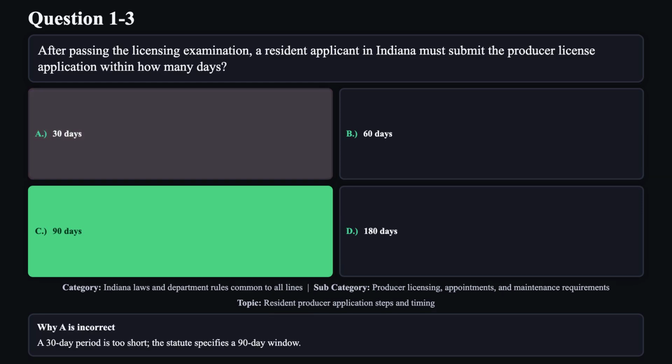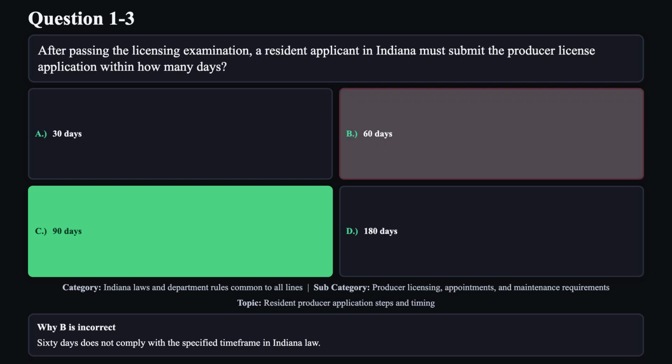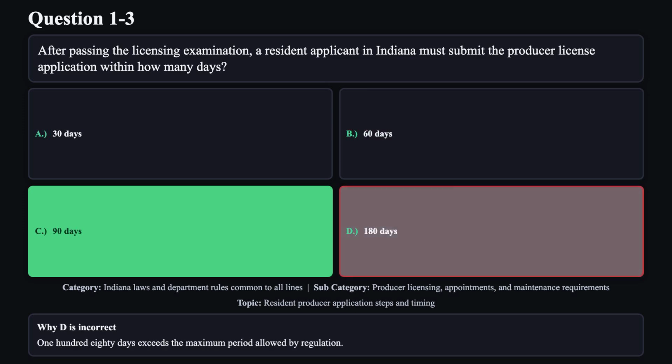Reason A is not correct. A 30-day period is too short. The statute specifies a 90-day window. Reason B is not correct. 60 days does not comply with the specified timeframe in Indiana law. Reason D is not correct. 180 days exceeds the maximum period allowed by regulation.